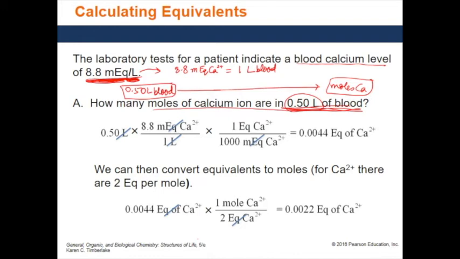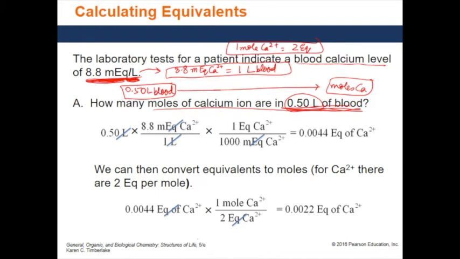Okay, so how can we go from this to moles? Another conversion factor that we know of when we talk about milliequivalents and moles is that 1 mole of calcium ion is equal to 2 equivalents. So this is one conversion factor. This is the second conversion factor that we know of. Now we have to figure out how to relate these conversion factors. So always find the common factors in between them.